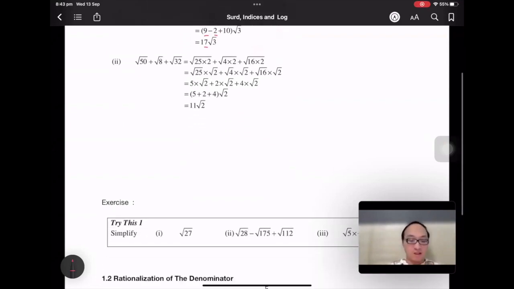The next one, the square root of 50 plus square root of 8 plus root of 32, can be expressed as 25 times 2, 4 times 2, and 16 times 2. Then we can separate the roots. It becomes root 25, which is 5, root 4, which is 2, and root 16, which equals 4. And then we can combine again. 5 plus 2 plus 4 becomes 11 root of 2.